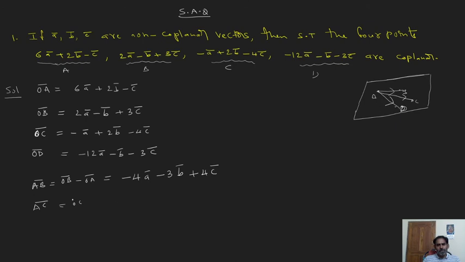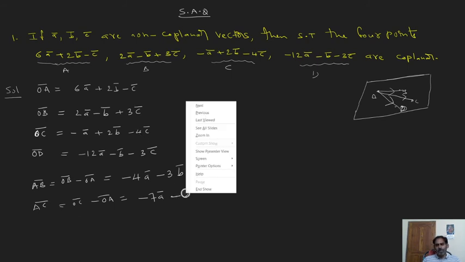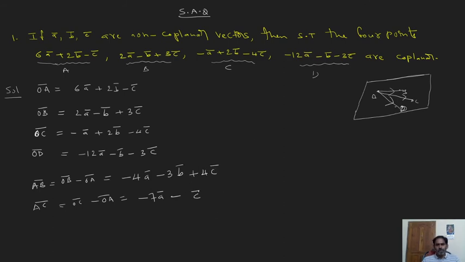And take AC bar. AC means OC minus OA, third and first. Minus A minus 6A is minus 7A. Plus 2B minus 2B is 0 bar. So plus 2B minus 2B is 0, need not write B bar. Minus 4C plus C, that is minus 3C bar. See once again, minus 4C plus C is minus 3C bar.